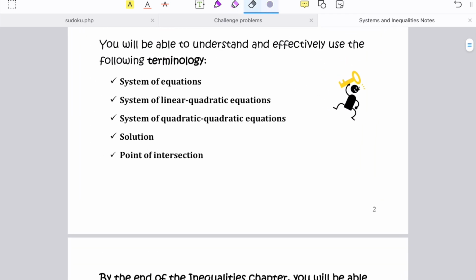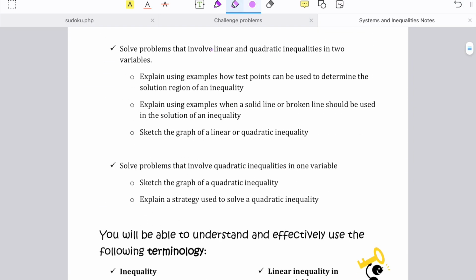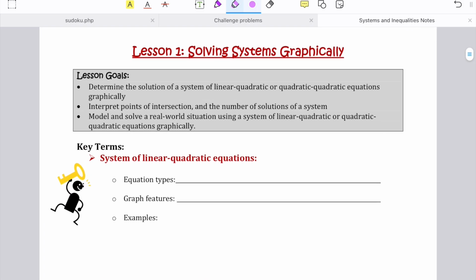You'll understand these terms. Solve problems involving linear and quadratic inequalities. We'll also talk about that. Sketch the graphs of the inequalities. Explain the strategy to solve them as well. And these are the terms for that. So, lesson 1, solving systems graphically.